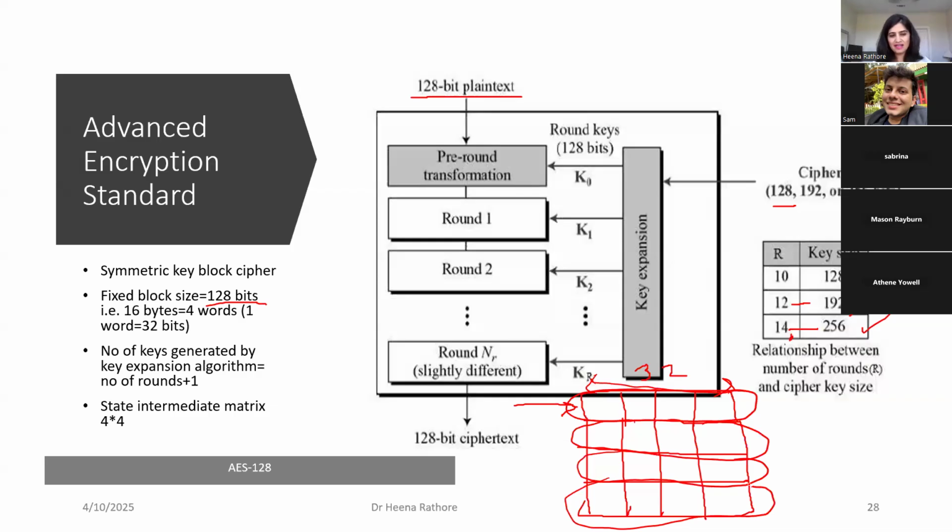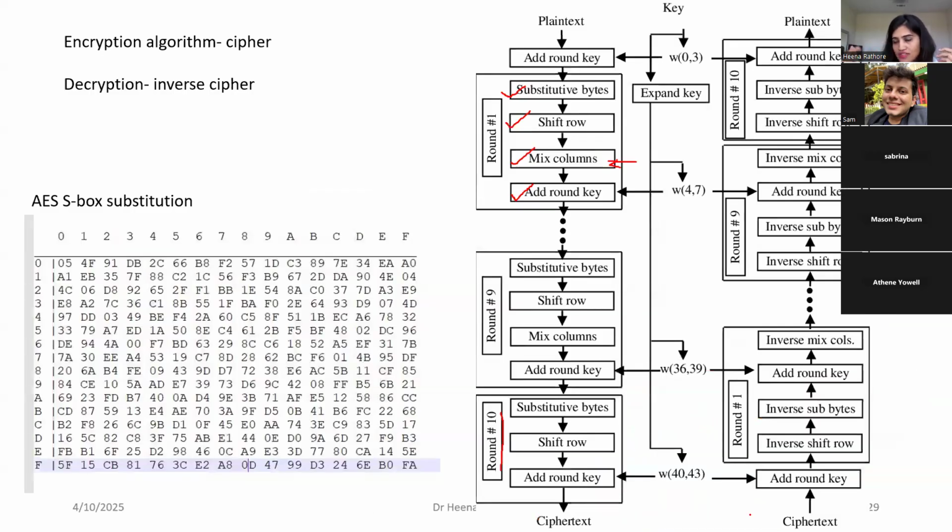So every process that happens is on the word level, which means 32 bits are processed. Remember that 32 bits are processed, which means words are being processed. In DES, you had divided into two parts, 32 and 32. You were not processing in the form of words, but here you have your matrix designed as a 4x4 matrix, and you process word by word. In each of these rounds, you will have substitute bytes, shift rows, mix columns, and add round key. And this is the S box that is being used, similar to the S box in DES.